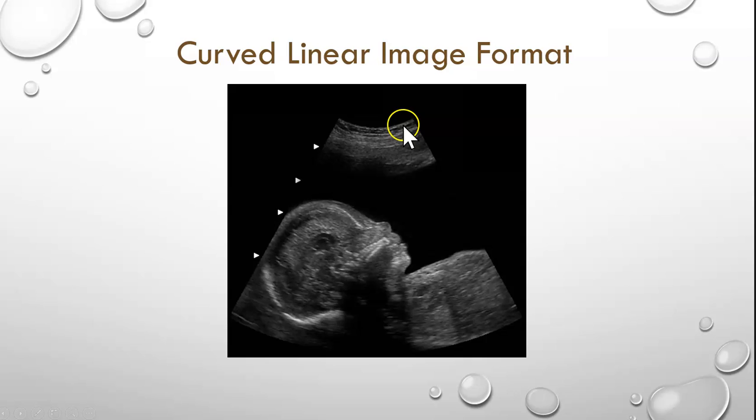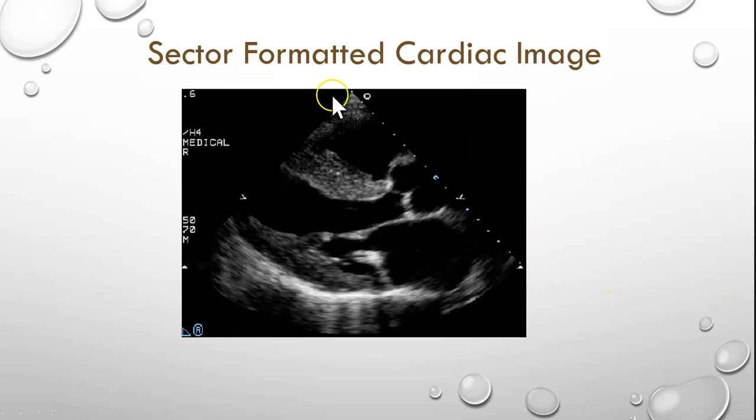Here is a curvilinear array format, curved on the top, curved on the bottom. And this is a sector format where we see it coming from a single point, so narrow near field and very wide far field. In this case, this is a cardiac. This is an excellent image format in order to look between ribs, and so that's exactly what they're doing with this.